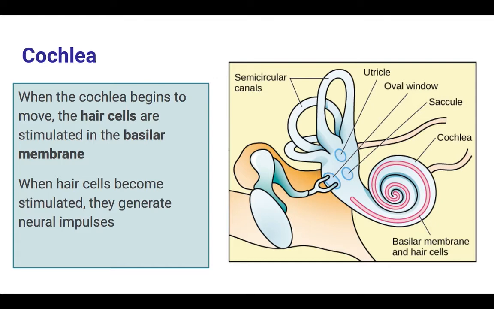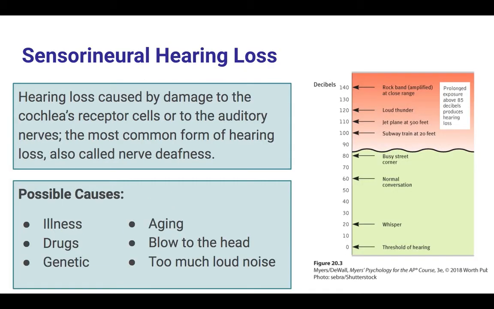Now, as we get older, we become worse at picking up high-pitched sounds because our hair cells are not as responsive, or they're dead. So there's a couple of different types of hearing loss that you can experience. The first is called sensorineural. This hearing loss is caused by damage to the cochlea or to the auditory nerve. So basically, your ear can collect sound, but it's not being transmitted to your brain. And that's the most common form of hearing loss. It's also called nerve deafness.